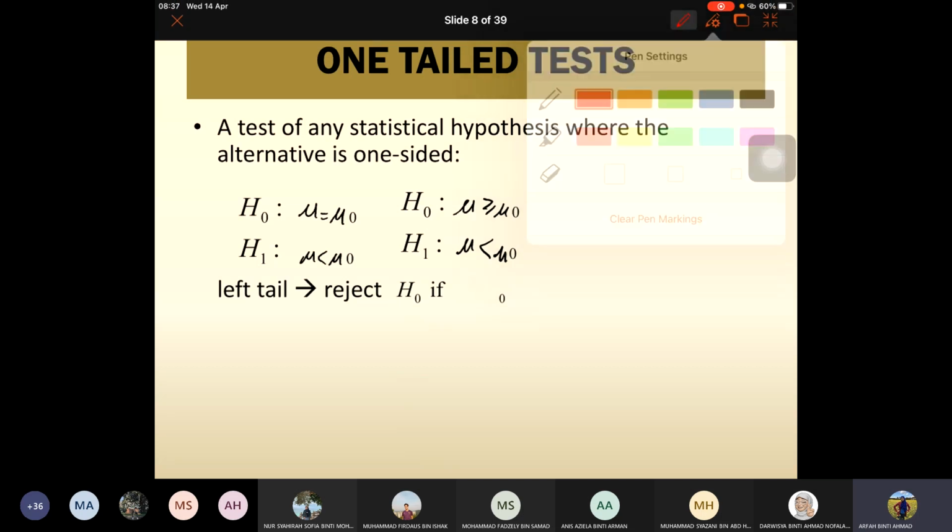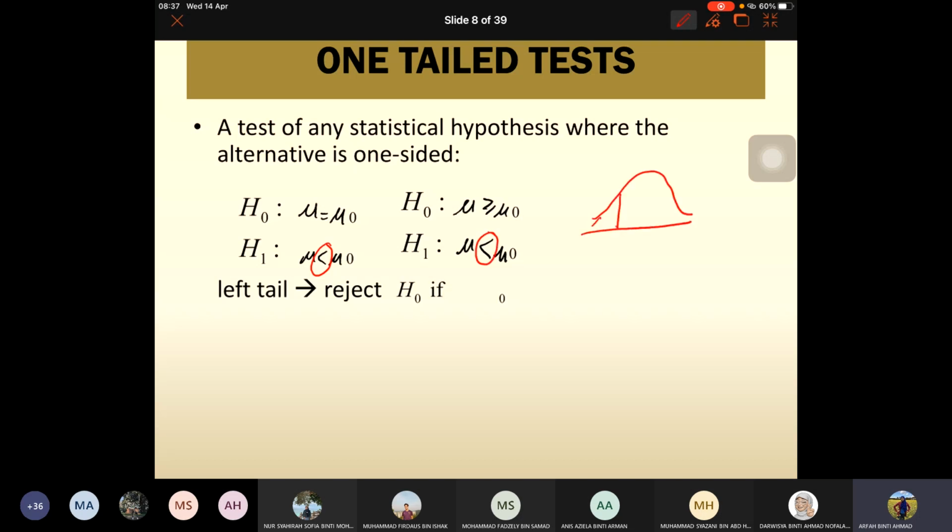Sebab tengok dekat dia punya H1, dia punya complement adalah satu sided sahaja. So kalau awak buat dia punya graph yang ini adalah lebih kecil. So this one, okay, that's why it becomes one tail, because the complement H1 is only less than. Yang ini setara, you can write either this one or you can also write this one. Sebab apa? Sebab dia adalah complement terhadap H1. Okay. So it is a left tail because mu is less than mu naught.